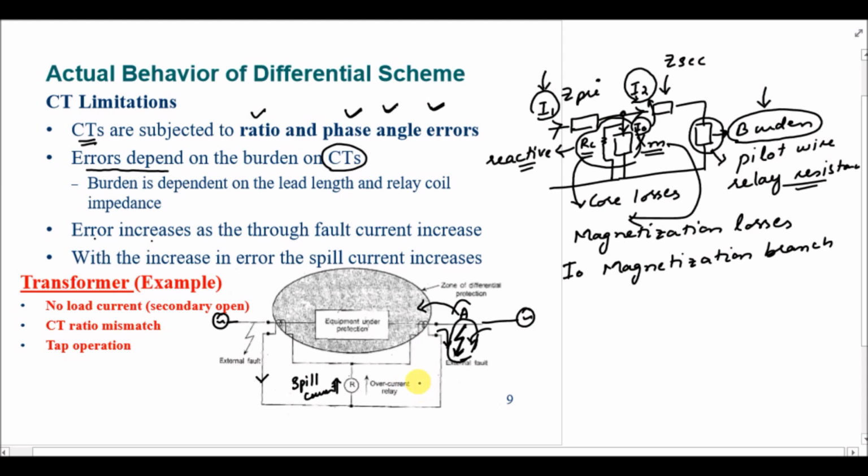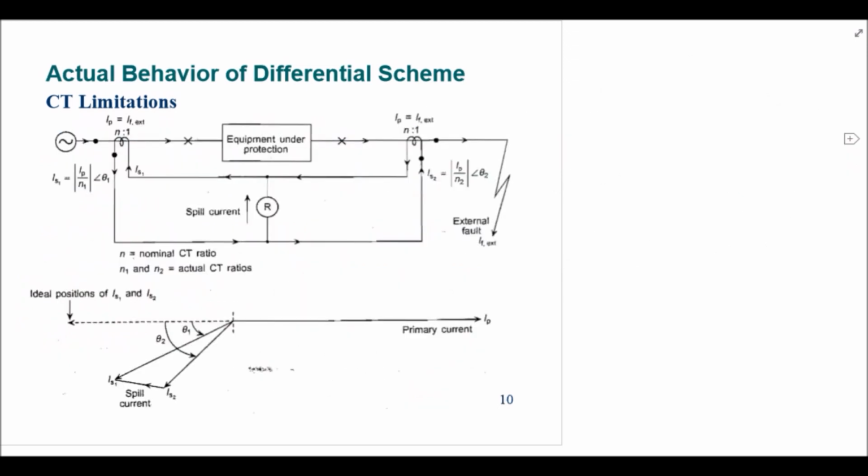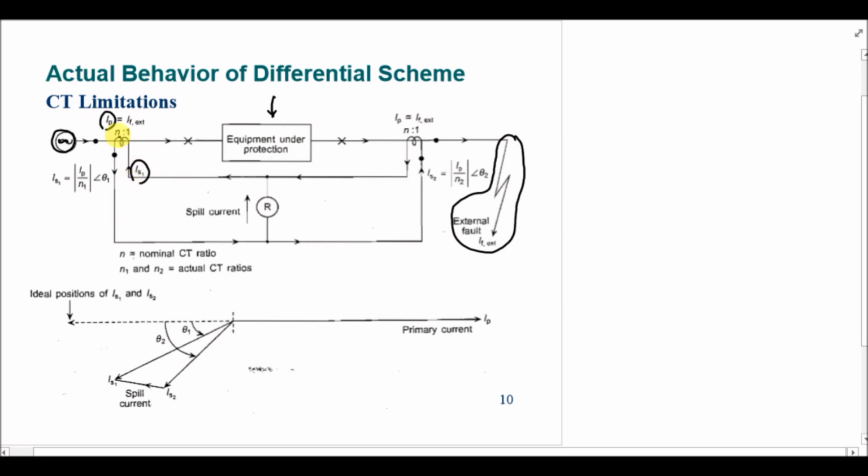So these are a few limitations that are introduced by the selection of the actual CTs, or the ones that are practically used. So if we look at it in this diagram, we have an equipment. The current is fed by a single generator and the current is IP, and there is a fault occurring outside the zone of the protection scheme. There is one current IS1 flowing in the secondary of CT number 1, and the current IS2 flowing in the secondary of CT number 2.